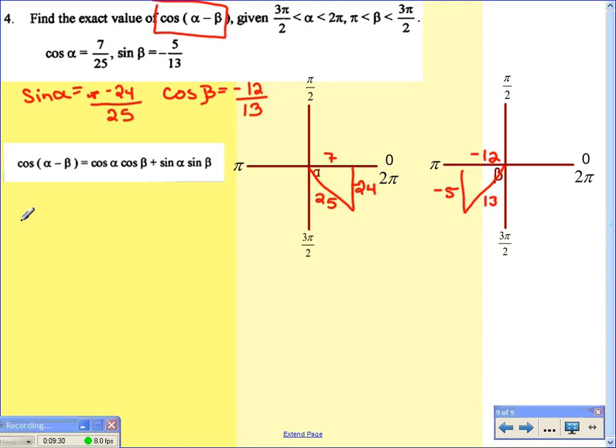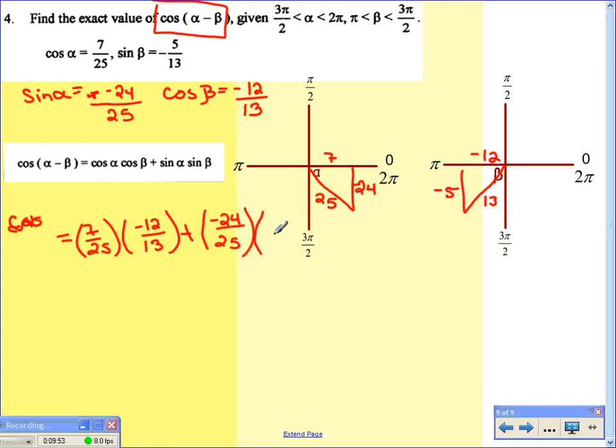Now plugging in, cosine alpha is 7 over 25. Cosine beta is negative 12 over 13. Plus sine alpha is negative 24 over 25. Times sine of beta, which is negative 5 over 13.